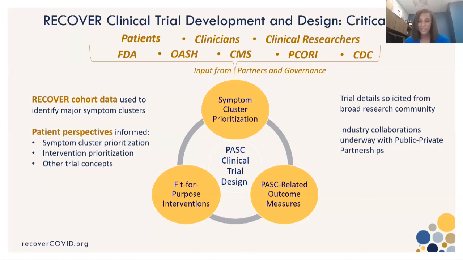It's been great also to be able to capitalize on some of the data coming out of the RECOVER cohorts, and all the things that Dr. Lewis mentioned about all the studies that are up and moving with RECOVER to date, to identify the major symptom clusters, as well as understand how symptoms might align, for example, with some of the tests that we might want to do in a standard clinical trial. Patient perspectives have really informed the symptom cluster prioritization, as well as some of the interventions and other trial concepts. And the broad research community has provided their input as to how things should be studied. We're also happy to have some industry collaborations so that we can continue to move these platforms forward. Next slide, please.